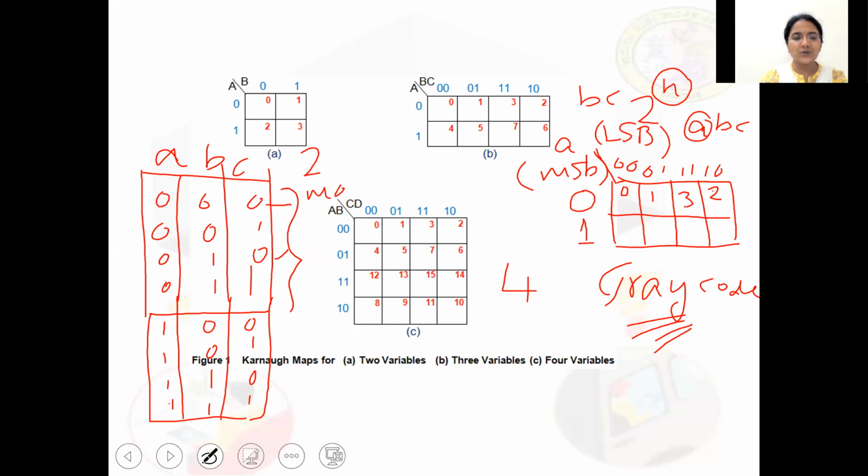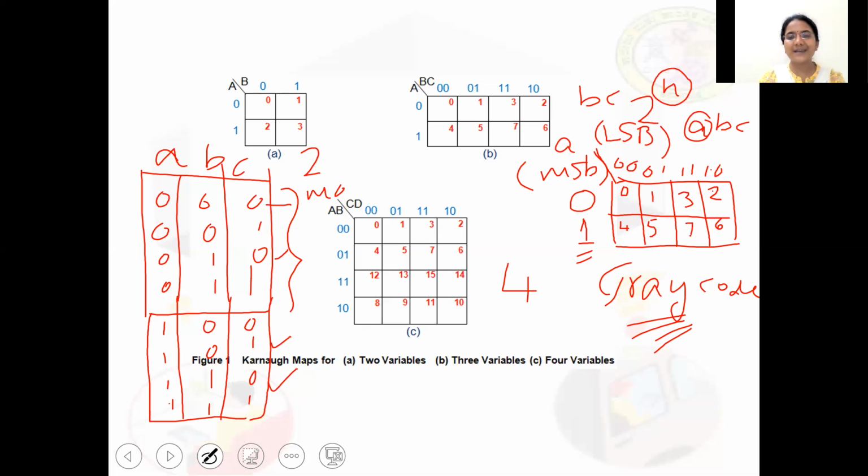Next, for the next row, A is equal to 1. And next, BC is 0 0, so it represents 1 0 0, which in binary is decoded into the decimal value 4. The equivalent decimal value for 1 0 0 is 4. Next is 1 0 1, which is nothing but 5. Next is 1 1 0, which is 6. Next 1 1 1 is 7.